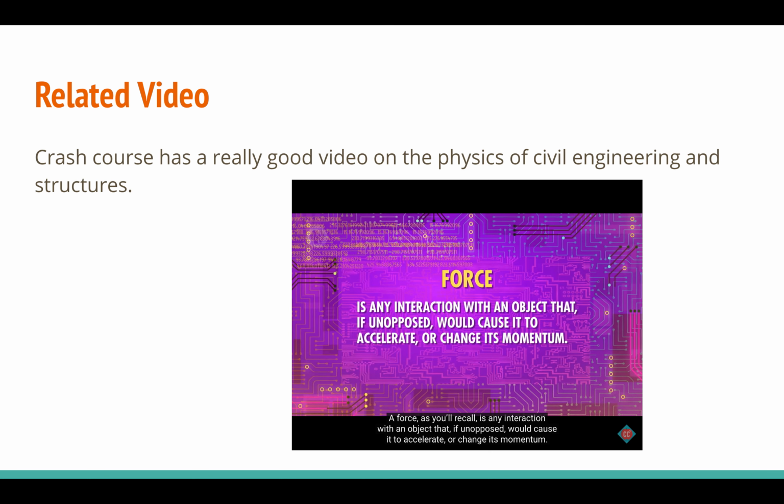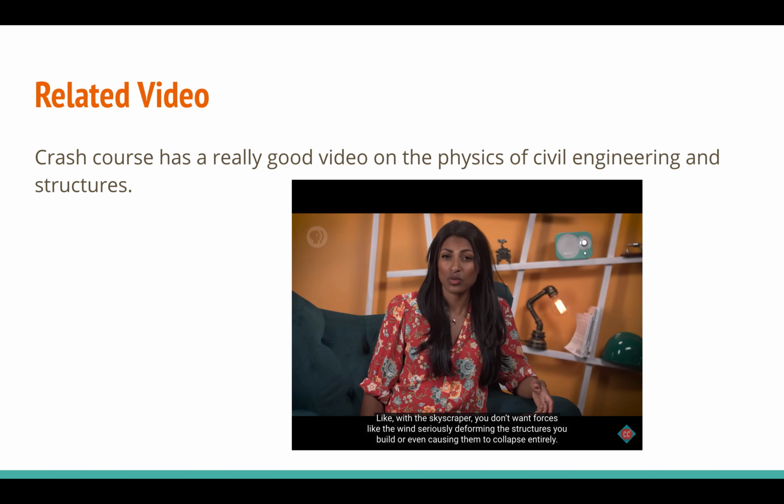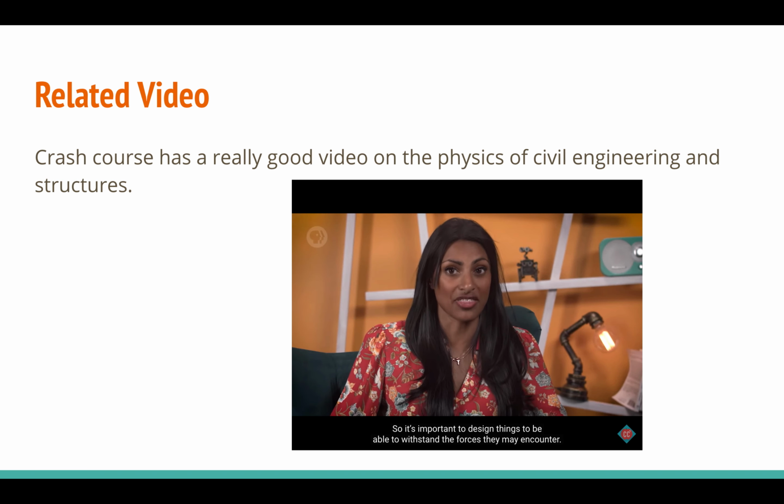As you'll recall, a force is any interaction with an object that, if unopposed, would cause it to accelerate or change its momentum. Like, with the skyscraper, you don't want forces like the wind seriously deforming the structures you build, or even causing them to collapse entirely. So it's important to design things to be able to withstand the forces they may encounter.